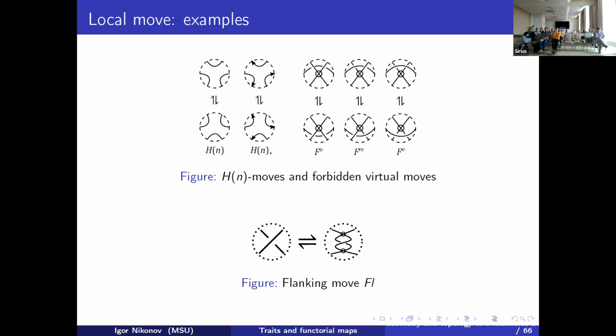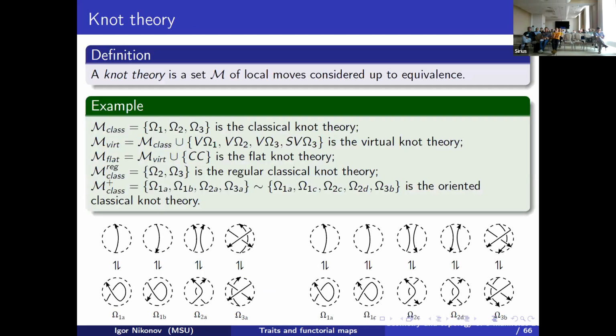So there are different moves. And next, if we take a set of moves, we can define a knot theory as such a set up to equivalence of these sets. For example, this Gauss move is equivalent to a crossing change. So different sets of moves can give equivalent results. For example, we can consider classical knot theory with the classical Reidemeister moves, virtual knot theory, where we add virtual Reidemeister moves, classical flat knot theory when we allow to change crossing. And if we add a virtualization move, a flanking move, then we get free knot theory.